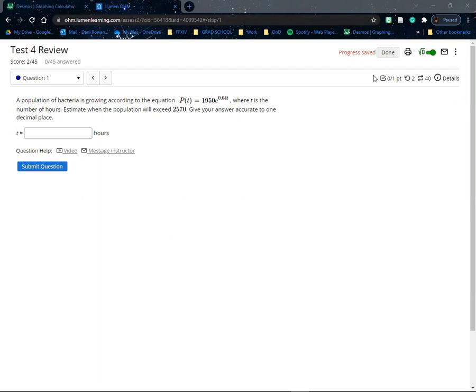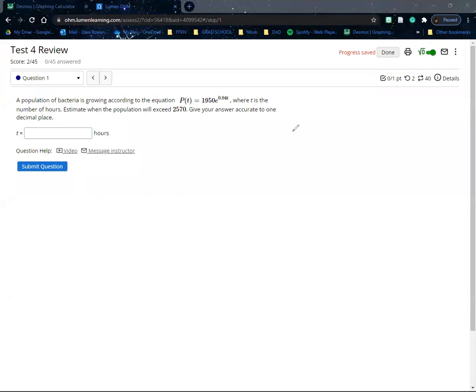Let's take a look at question number 1. So question number 1 deals with population of bacteria. It says that the population of bacteria is growing according to this equation, P of t equals 1950 e to the 0.04 t, where t is the number of hours. And you want to estimate when the population will exceed 2570 and give your answer accurate to 1 decimal place.